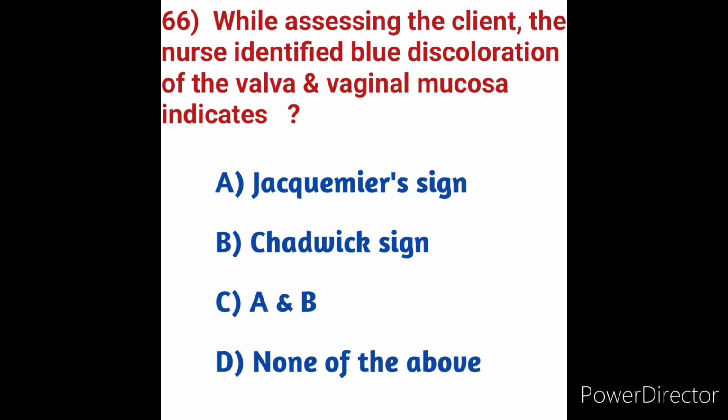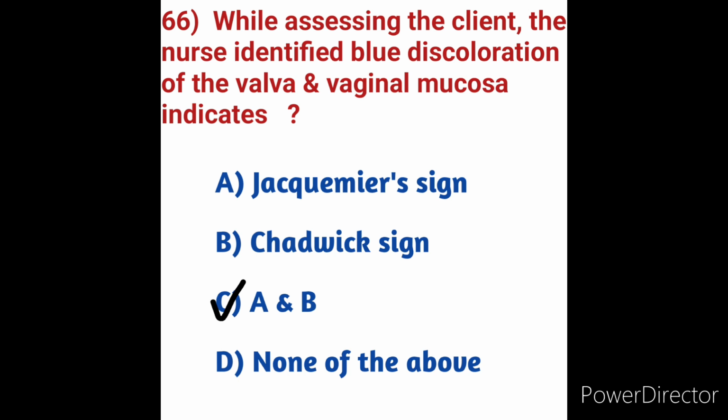So here in these options, options A and B are both correct, because the other name for the Chadwick sign is Jacquemier sign. So blue or violet discoloration of the vulva, vagina and also the cervix indicates the Chadwick sign or Jacquemier sign. So here option A and B, so option C is the correct answer here.